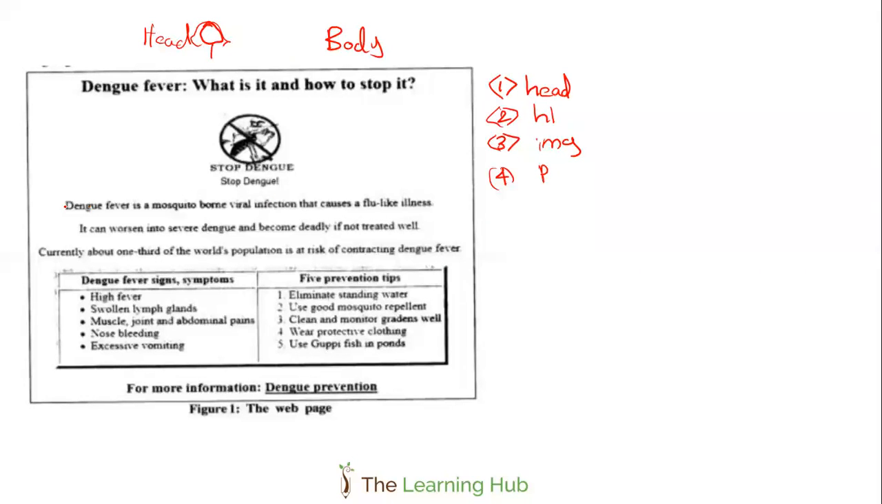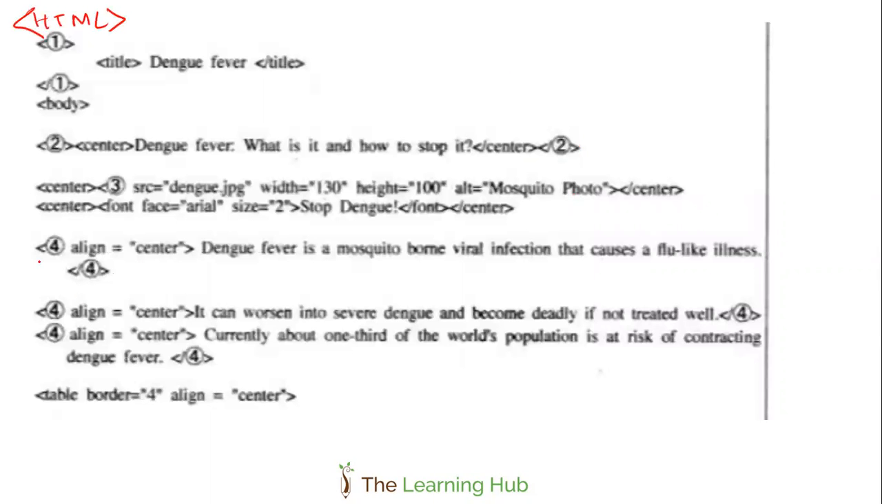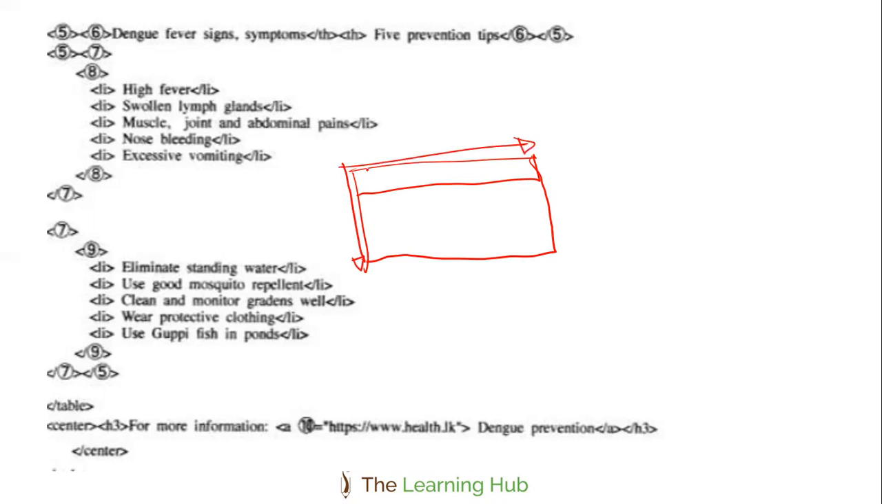Then you can see that 3 paragraphs have been opened and closed. So this is where number 4 comes: open, close, open, close, open, and close. Then they've started a table, and they put the border as 4, and the table is aligned to the center. I've told my students that when you're working with a table in HTML, you need to remember this like a mantra: top to bottom, left to right. That's how we go.